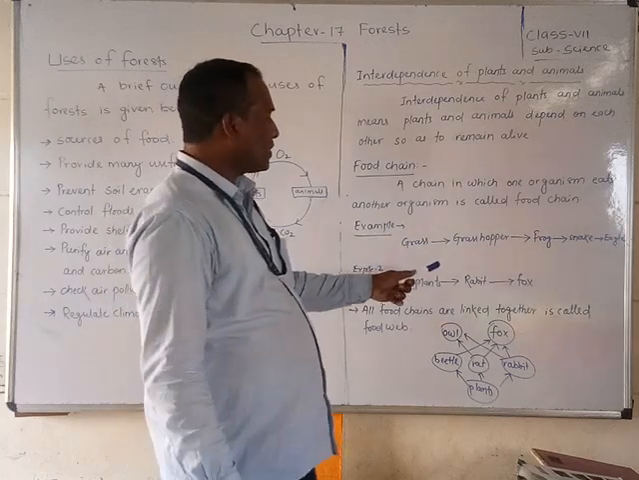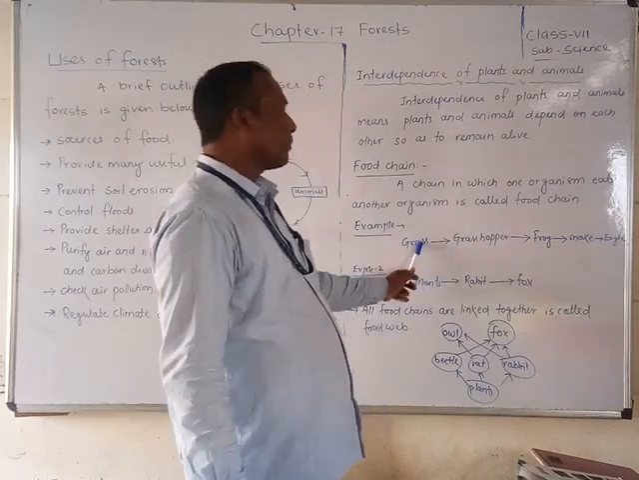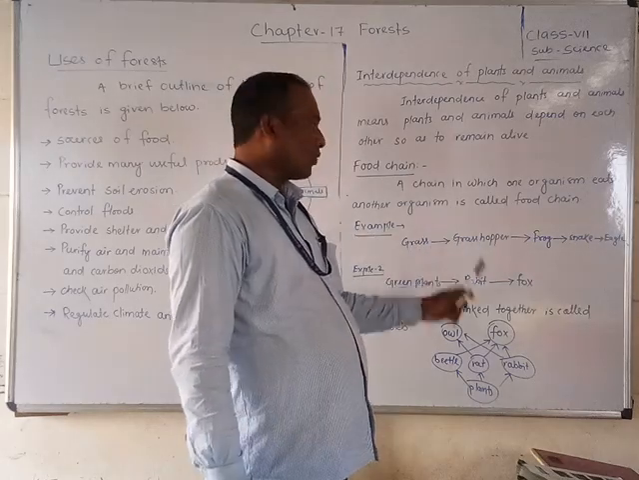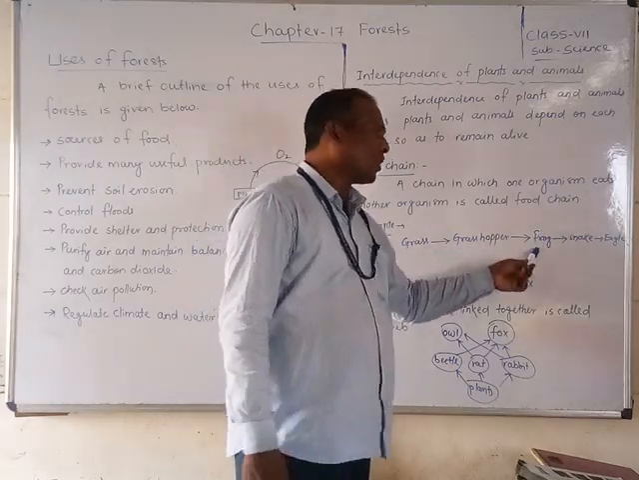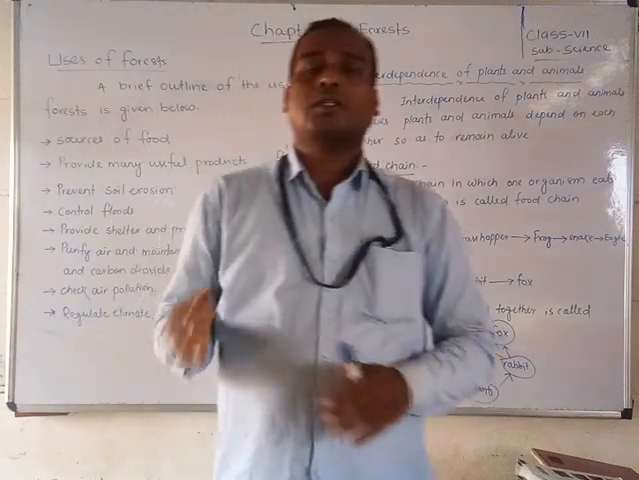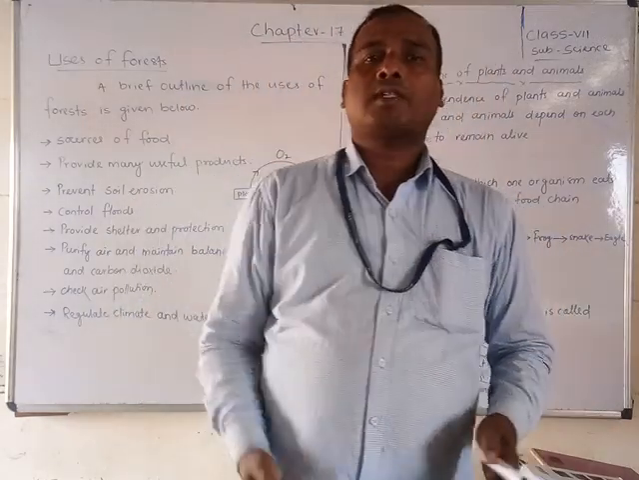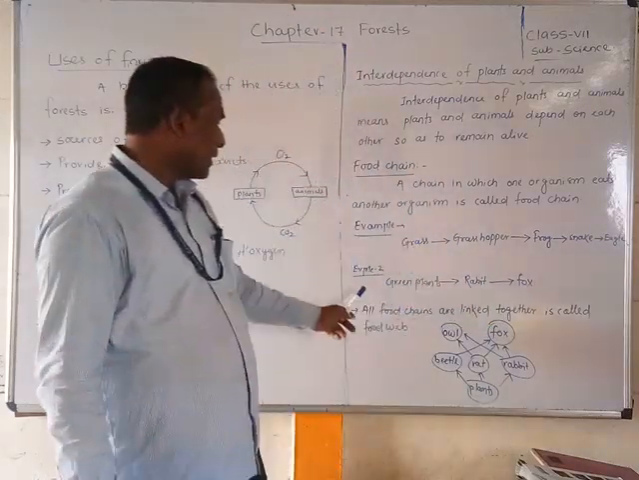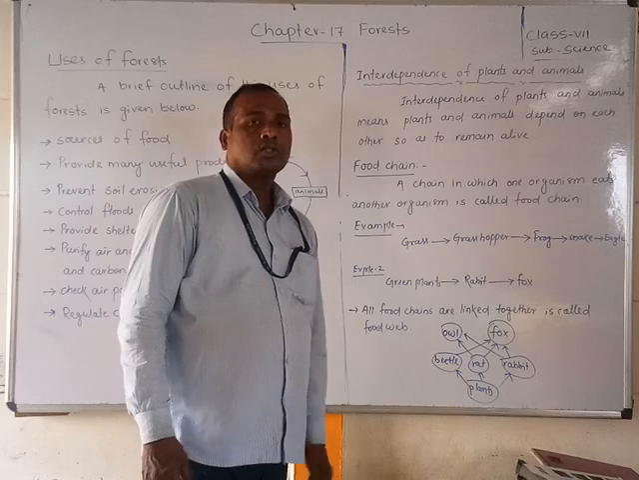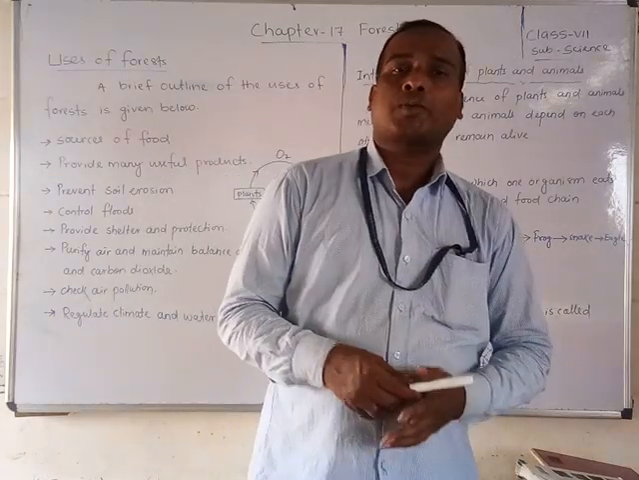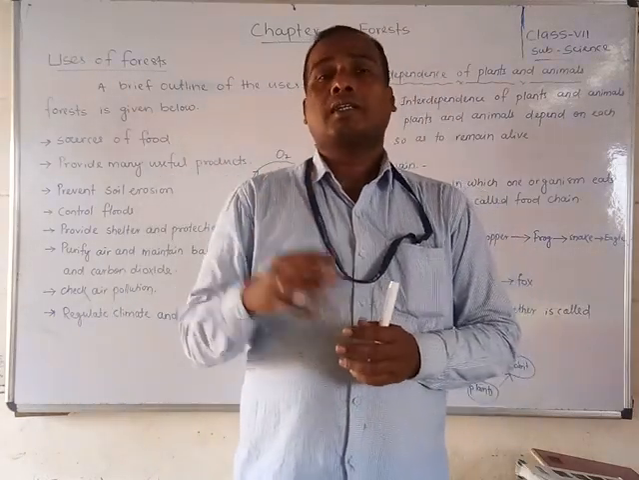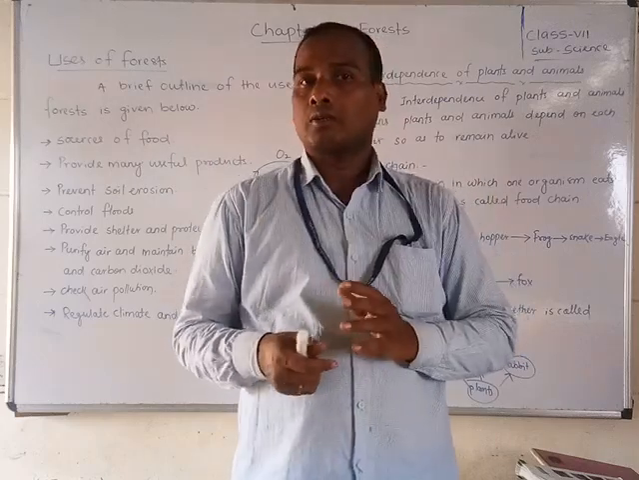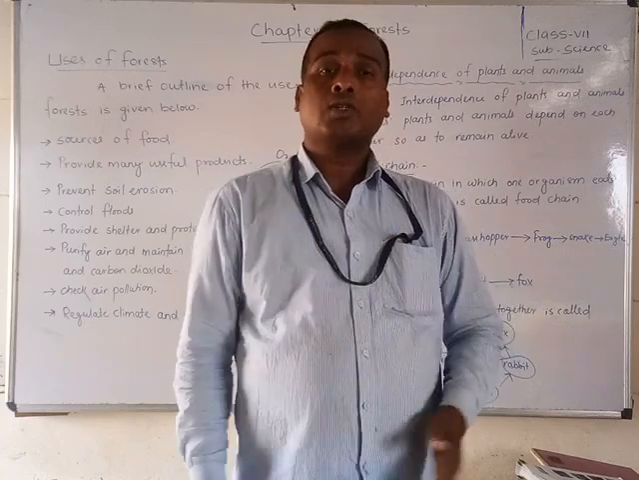Observe that in a food chain, the grasshopper depends upon the grass, the frog depends upon the grasshopper, and the snake depends upon the frog. So they are correlated to each other and depend upon each other for food. Second one: green plants, rabbit and fox. Suppose a deer eats grass, and the tiger eats the deer. These are examples of food chains.